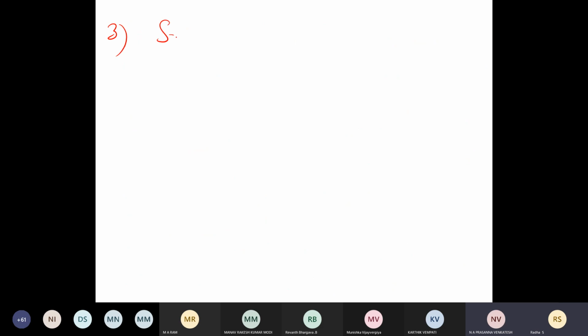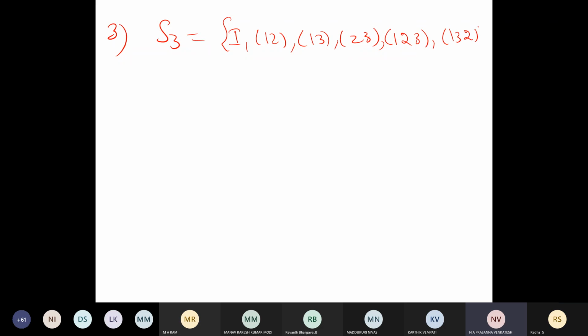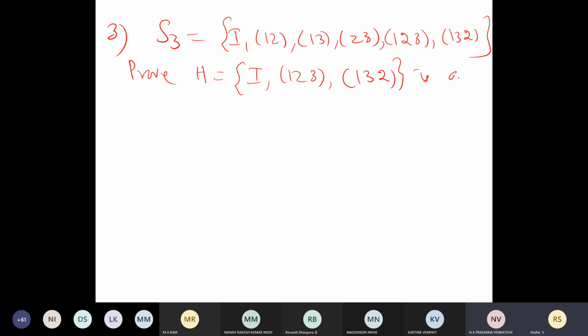Example 3. I'm not going to prove that, I'm just giving it. Correct. H equal to {I, (1 2 3), (1 3 2)} is a subgroup of S3. The operation I'm not specifying, because you know very well that the only operation is composition of functions.